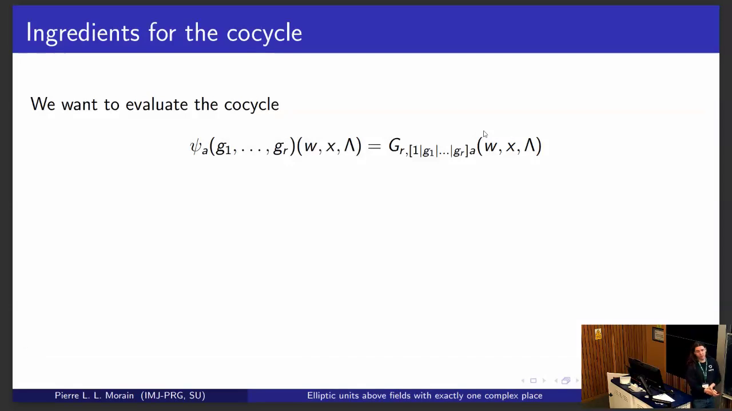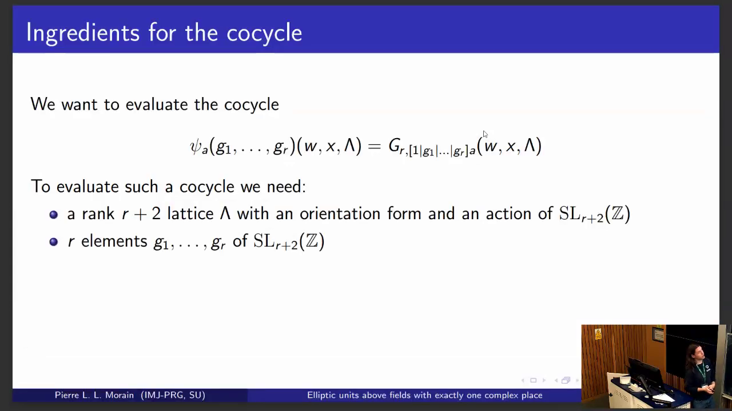So I want to evaluate this cocycle as we have done in the cubic case. And so I need to know what I have to feed inside this cocycle. So I feed the same thing as yesterday. But the thing is now the group of units does not have rank 1, it has rank R. So there's a bit more things to do.